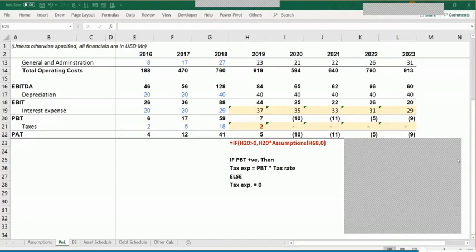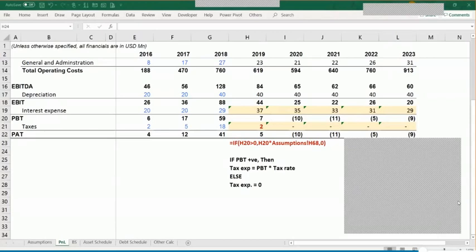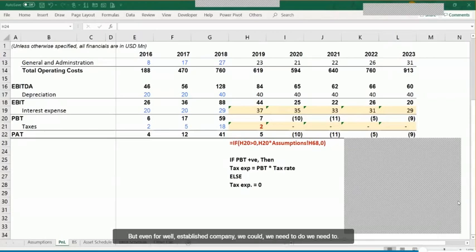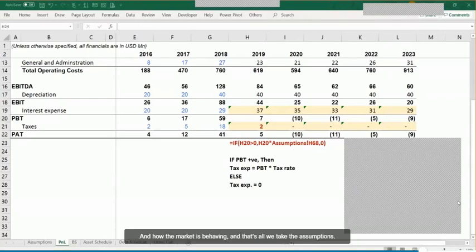So yeah, Abhinav, I see that we could definitely do the industry analysis, and that's not just for a startup, but even for a well-established company. We need to look at the industry and how the market is behaving, and that's how we take the assumptions.